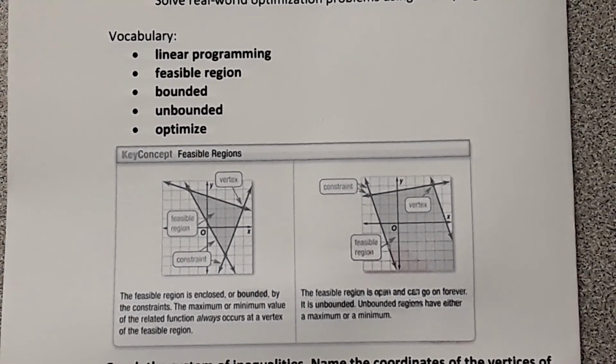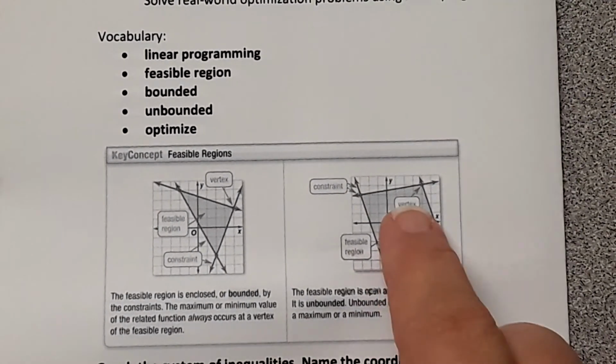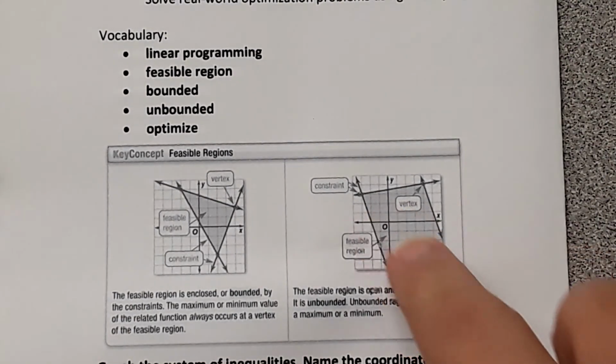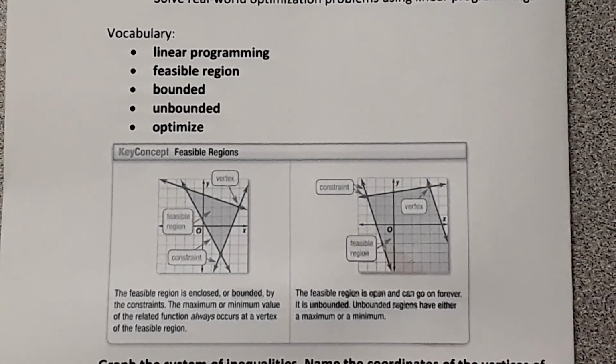Okay, so first thing you need to know is that you have a bounded region and an unbounded region. An unbounded region means that it can go on forever in one direction. Last week we graphed one that went on forever left to right. It had a top and a bottom, but it went on forever left to right. If you notice this one right here, see how it has a bound up top on the left and on the right, but it's going to go on forever in this direction. That's unbounded. It means it doesn't have boundaries all around that feasible region.